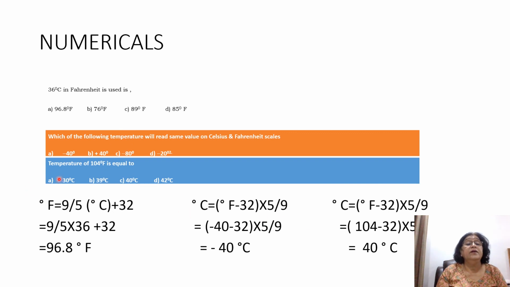Okay. Then a temperature of 104 degree Fahrenheit is equal to how much centigrade? We can calculate using the same formula. Degree centigrade is equal to degree Fahrenheit minus 32 into 5 by 9. So this comes out to be 40 degree centigrade. So the right answer is C. Okay. So these are some of the questions.